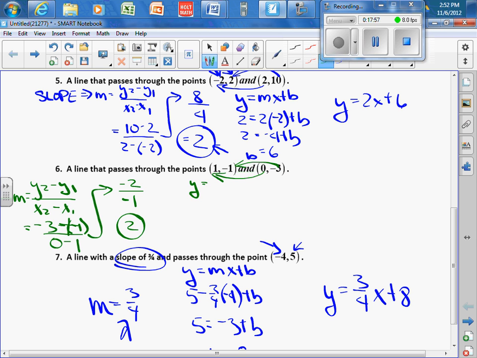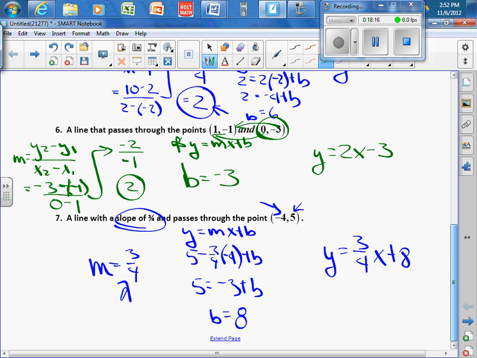How do you find the y-intercept? Y is equal to mx plus b is what we would usually use, right? And you could still do that if you want. But right here, 0, negative 3 tells you that b is equal to negative 3. So you have the equation y is equal to 2x minus 3. Next page.